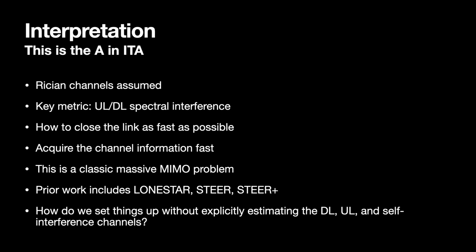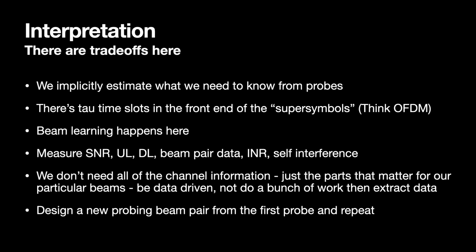The prior work from this particular set of folks includes something called Lone Star, Steer, and Steer Plus. And so if you look up those things out there on the internet and arXiv and other places, you'll be able to see it. And so the question they had is how do we set up things without explicitly estimating the downlink and the uplink and the self-interference channels? Like we're talking about a lot of channel information that you have to find. So what do we do? We're going to implicitly estimate what we need to know from probes.